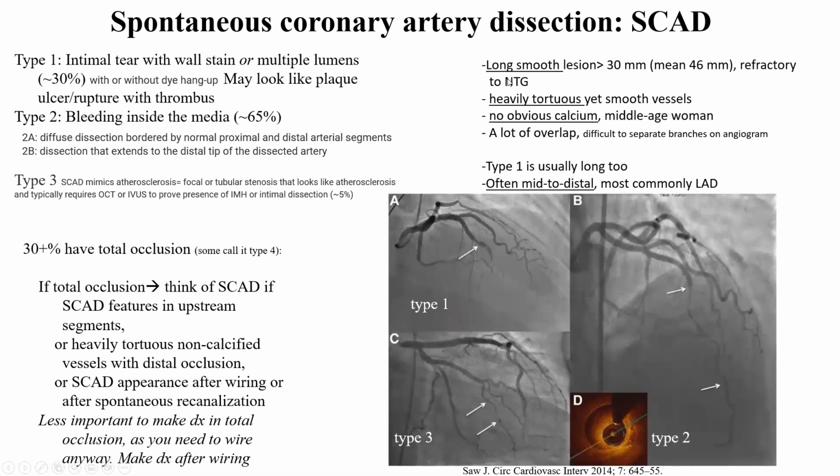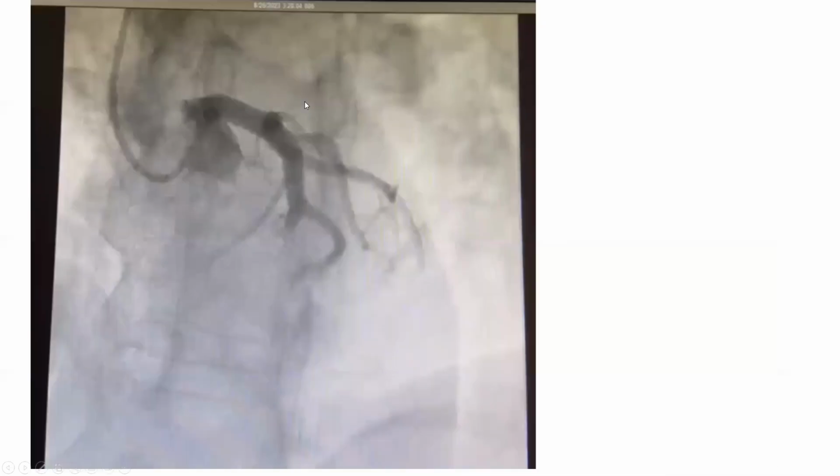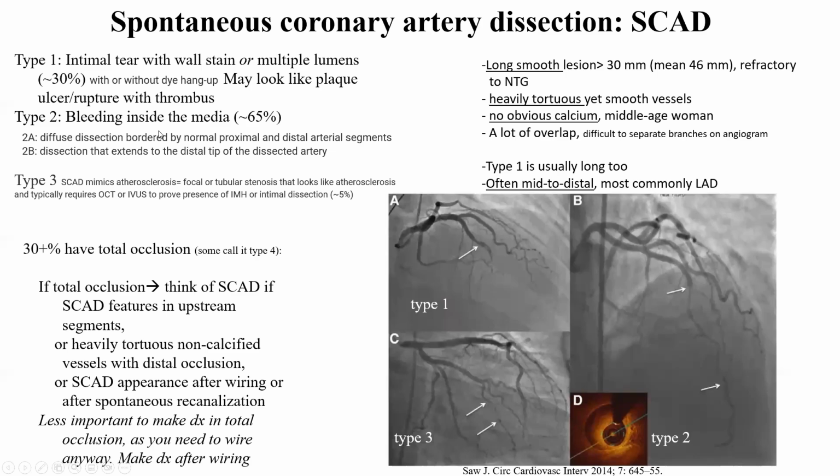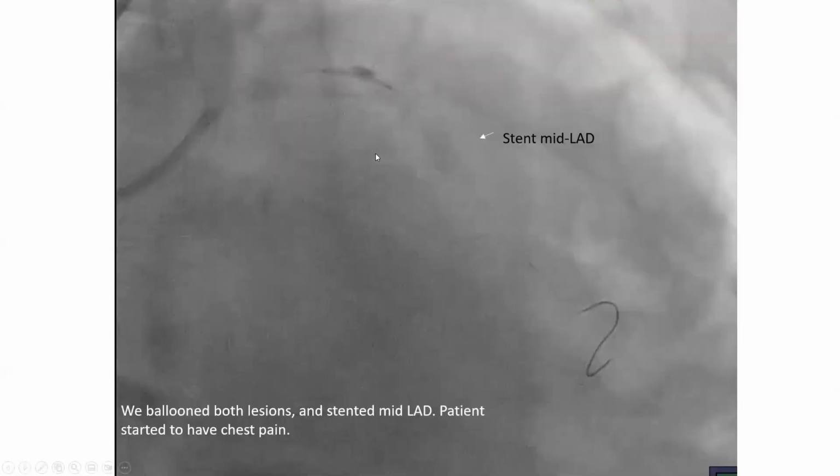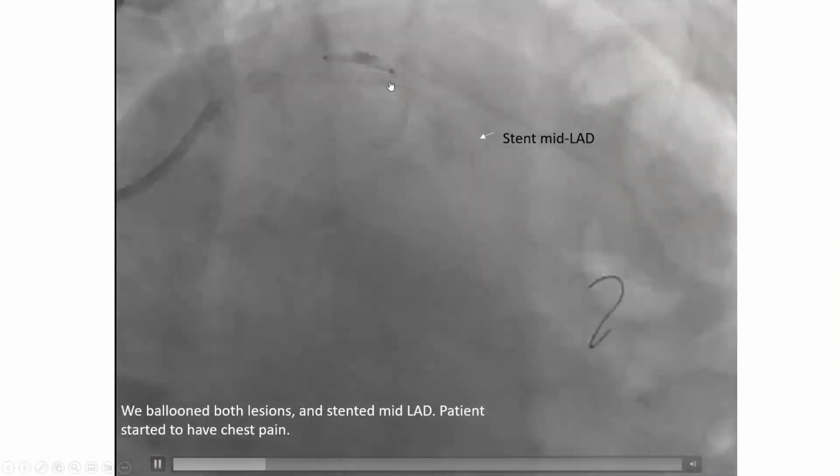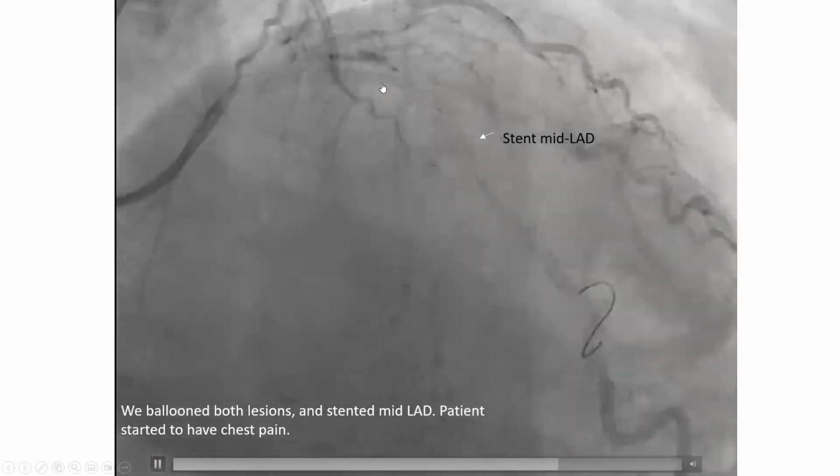Remember, those are the features. Long, smooth lesions, more than 30 millimeters, heavily tortuous, yet smooth, non-atheromatous, non-calcified vessels, a lot of overlap. Those are the 4 angiographic features. And what type of SCAD would this be? There is a type 1 and type 2. Type 1 is where you see a flap and a stain, kind of what I showed here. This is iatrogenic dissection, but that's kind of what type 1 SCAD could look like.